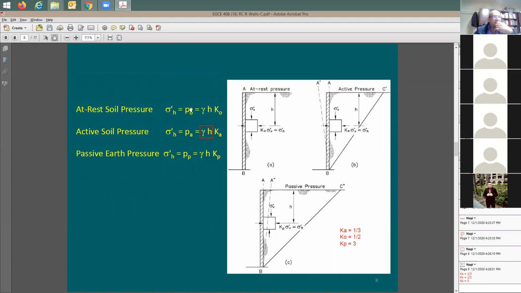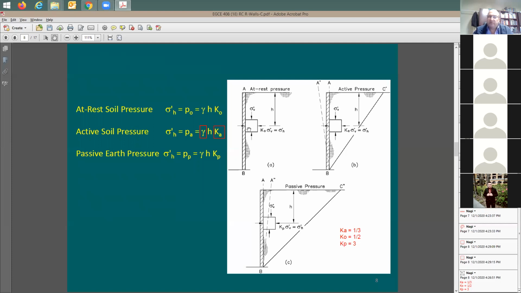This P sub zero, they give you this value right away. Or they give you this value, gamma times K active. So if you take this gamma and multiply by K active, you're going to get a factor. All you need to know is just the height of the wall. You see the equation, gamma H is what? The vertical pressure. Multiply by this factor to find the horizontal pressure.